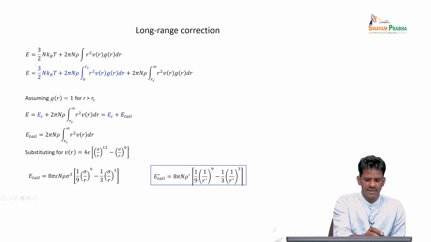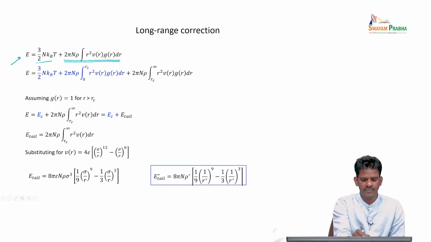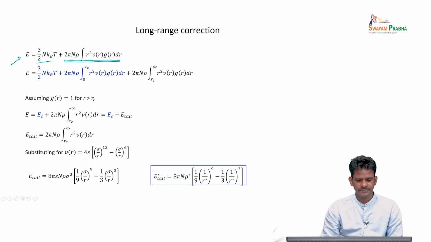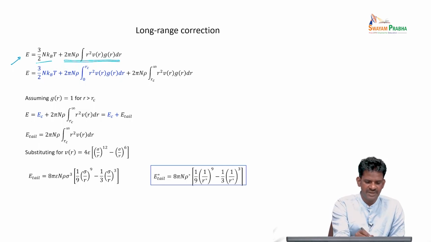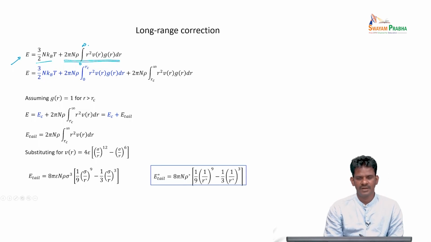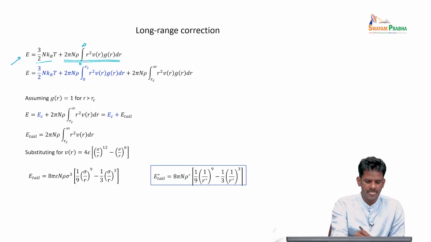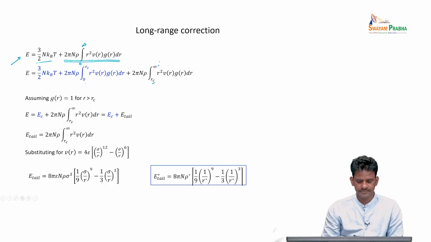So let us take the energy first. Here we have this ideal part and then we have this non-ideal part. Now I am going to split this integral. The integral actually goes from 0 to infinity, and I am going to split it from 0 to RC, where RC is the spherical cutoff, and from RC to infinity.